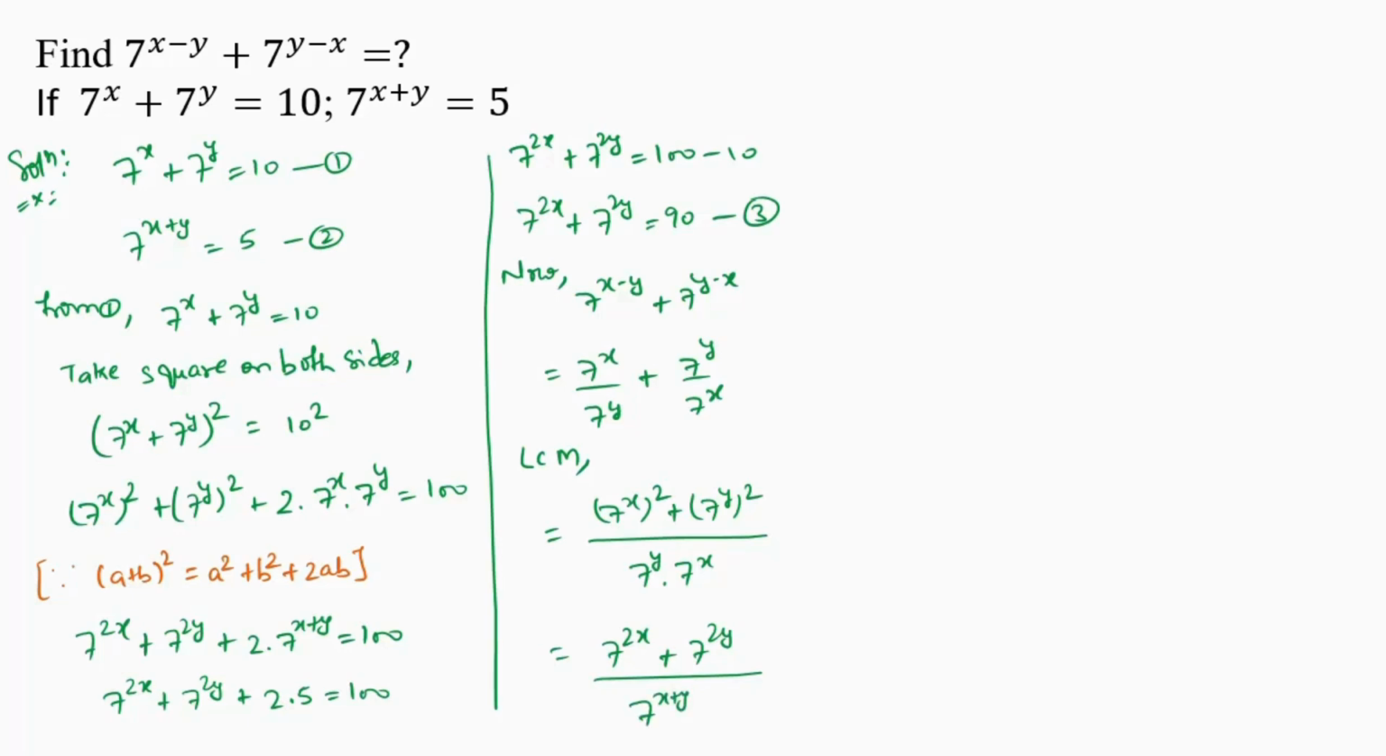If we look at this term carefully, we can get the values of these terms from equation 2 and from equation 3. So substituting the values from equation 2 and 3, we get 90 over 5. On solving this, we get 18. So the value of 7 raised to power x minus y plus 7 raised to power y minus x is 18.